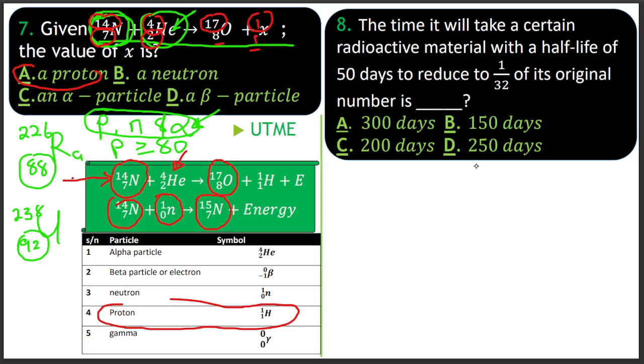All right, question number 2, or rather question number 8. The time it will take a certain radioactive material with a half-life of 50 days to reduce to this. Now before we look at the two methods, basically there are two methods. One is much simpler than the other. But I'd like to list out the parameters first before I use the first method.